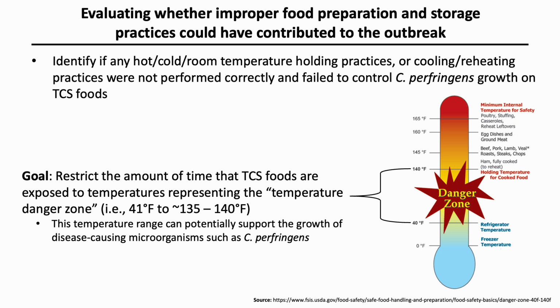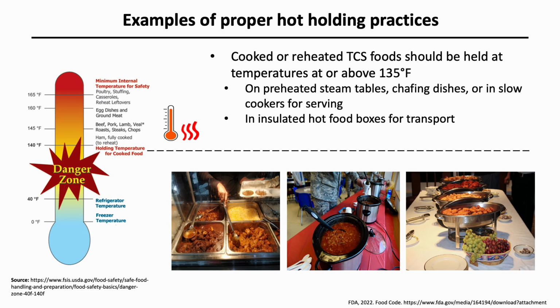The goal here is to restrict the amount of time that TCS foods are exposed to temperatures within the temperature danger zone, which represents temperatures between 41 and 135 or 140 Fahrenheit, as these temperatures can potentially support the growth of disease-causing microorganisms such as C. perfringens. For proper hot holding practices, cooked or reheated TCS foods should be held at temperatures at or above 135 Fahrenheit to prevent C. perfringens growth.